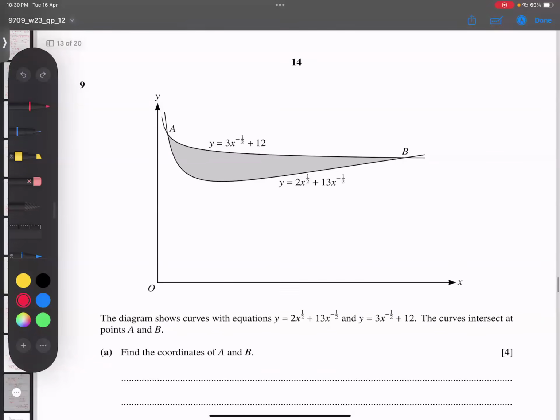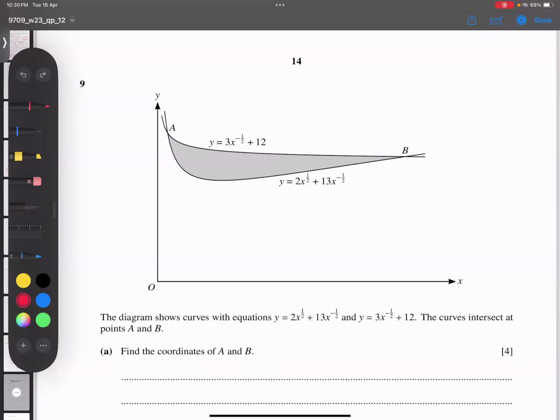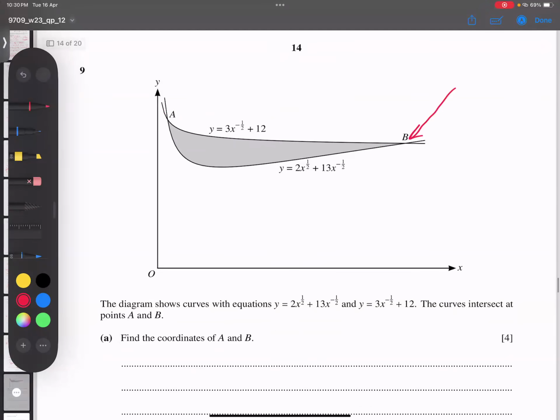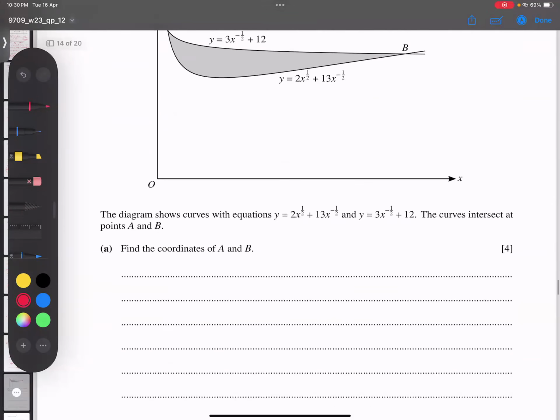Question number 9. Let's proceed. The question is asking for the coordinates of A and B, where they intersect. Intersecting means we have a simple criterion: y equal to y or x equal to x. x equal to x is very hard to do, y equal to y is possible. So I'm going to equate them.